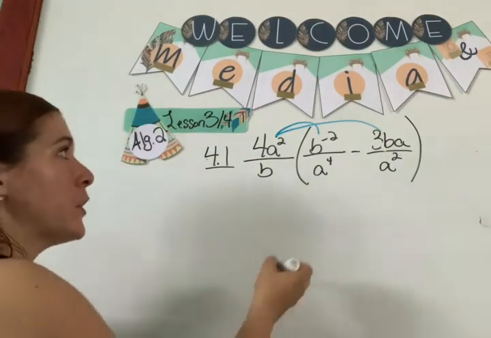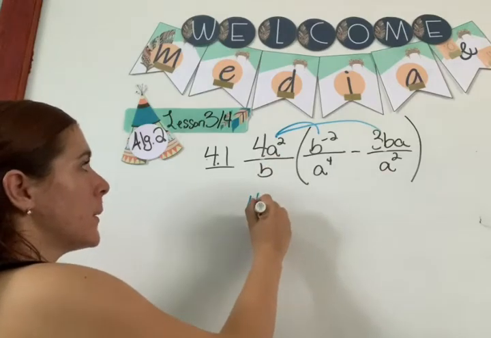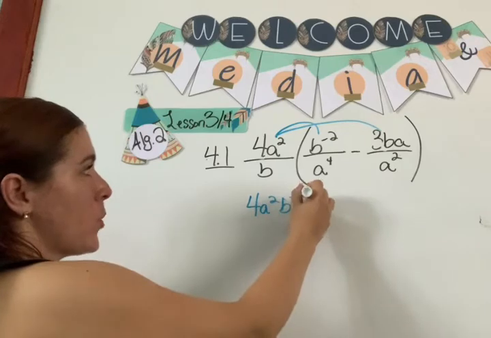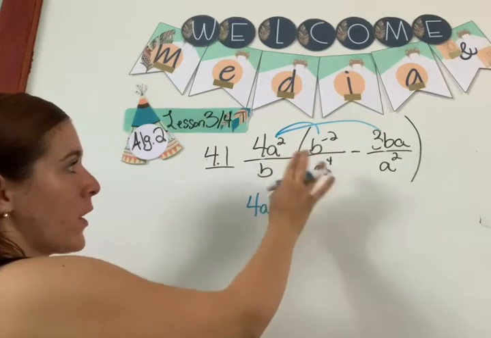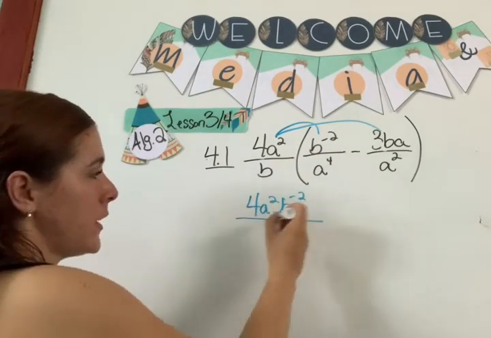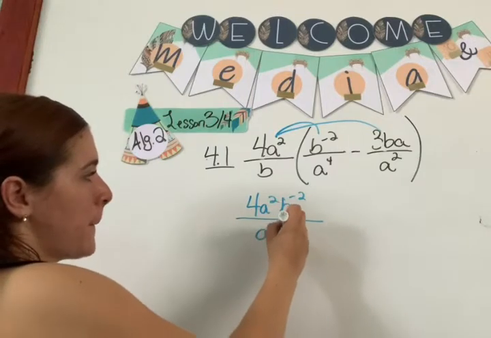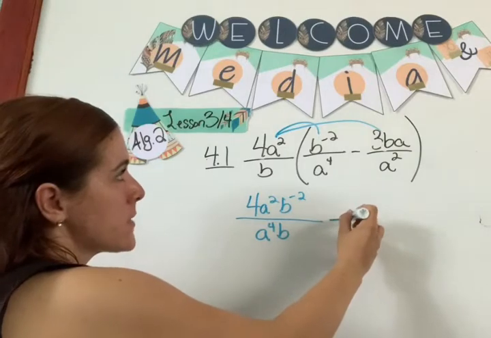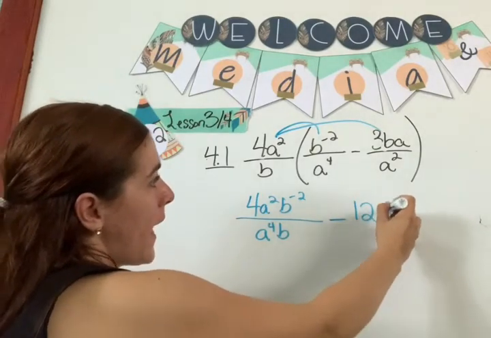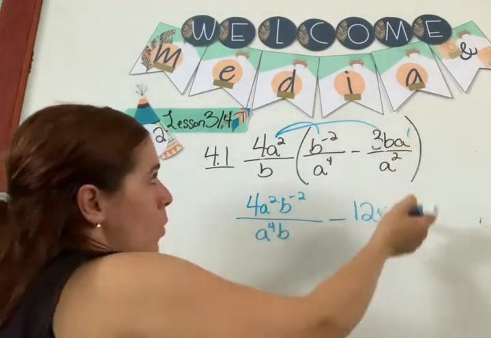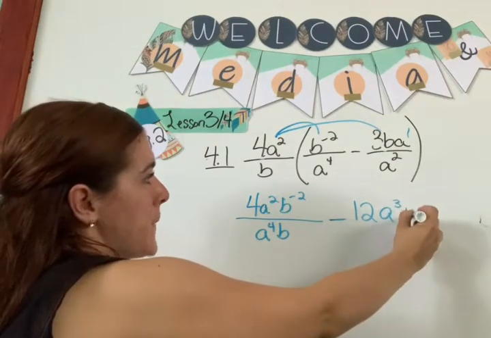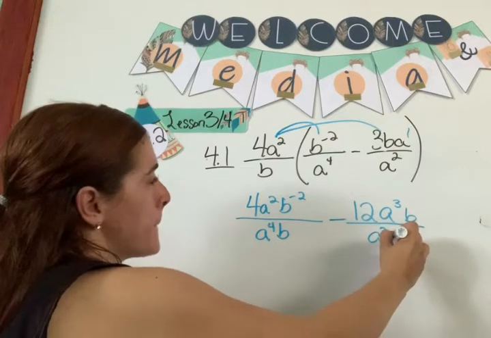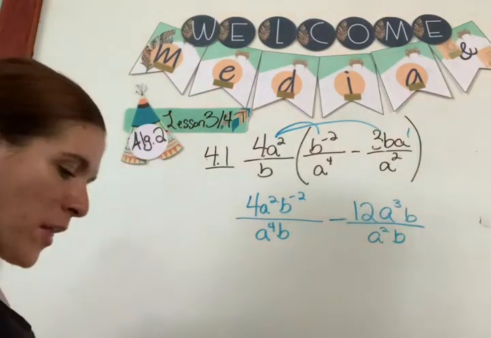Okay, so let's do it. We have 4a squared b to the negative 2, because we're just combining these two together because there's no like terms. And then you have a4b, because I'm just writing them in alphabetical order, minus 12 a to the what now? This is an invisible 1, so that's a to the 3 b over a squared b.